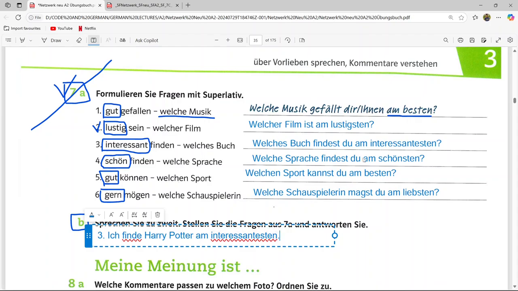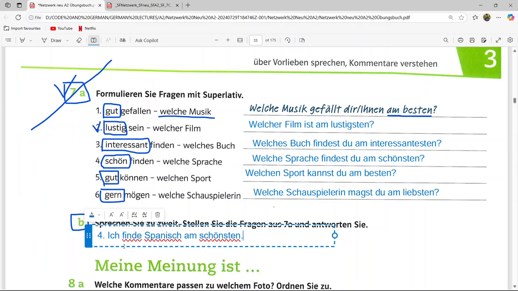Welche Sprache findest du am schönsten? So which language you find the most beautiful? So which language do you find the most beautiful? Okay, let us write any one. Ich finde Spanisch am schönsten. So I find the Spanish the most beautiful language.